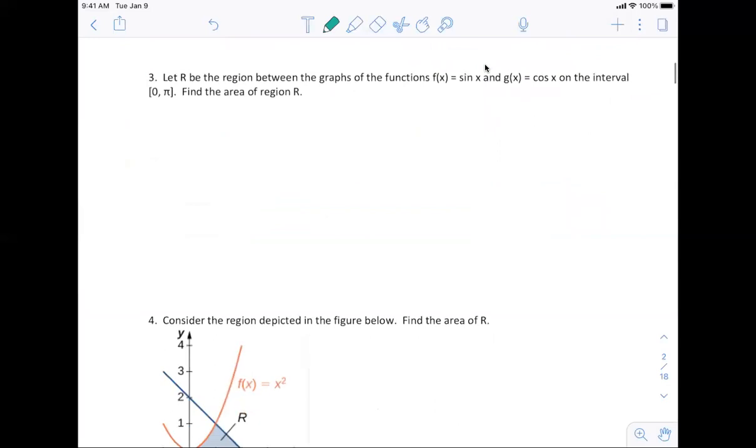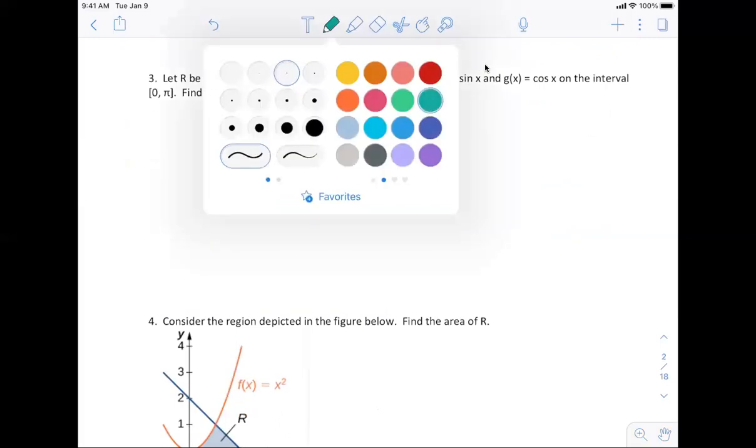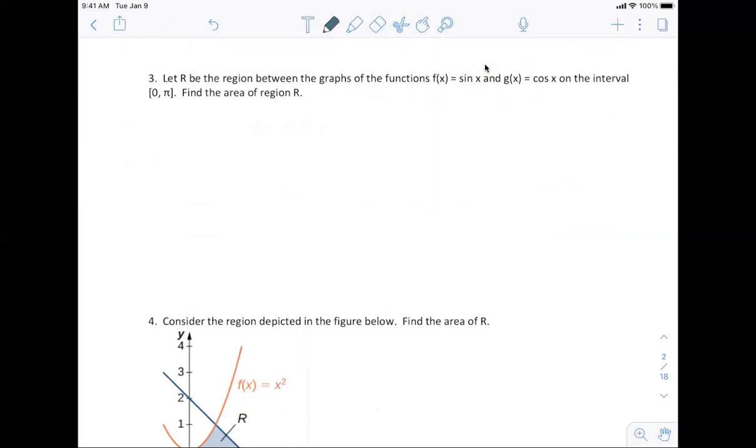Okay. Number 3 is very similar. So we want the graphs of sine of x and cosine of x from 0 to pi. This is one that you should be able to come up with the graph of without a calculator. So let's go ahead and sketch this.